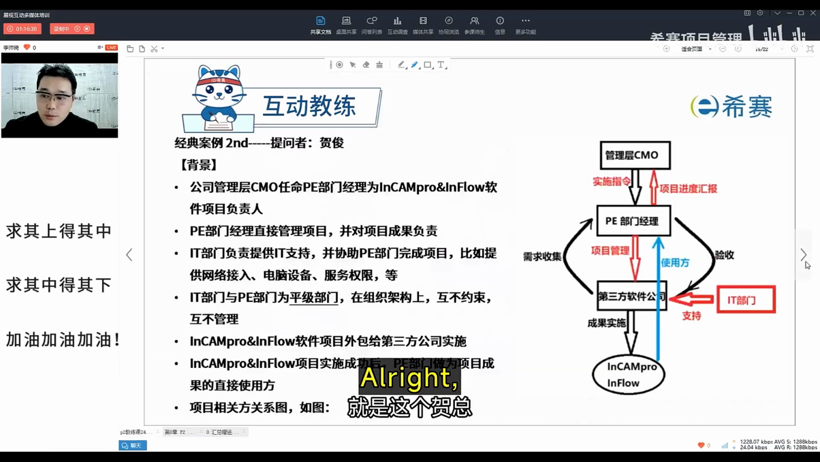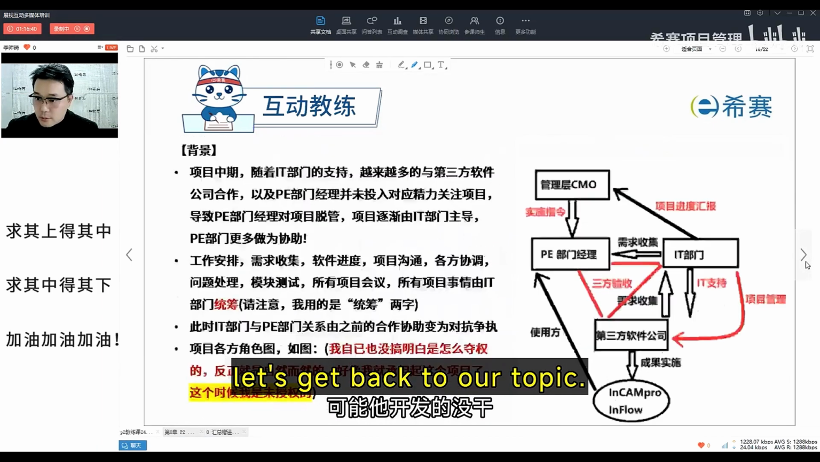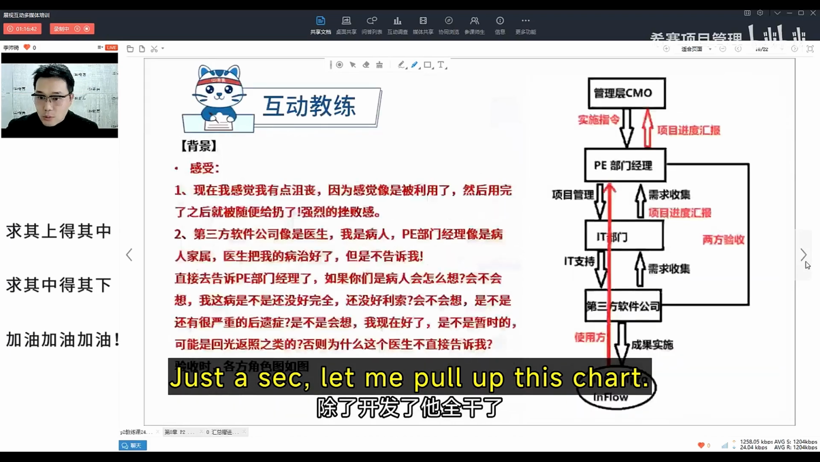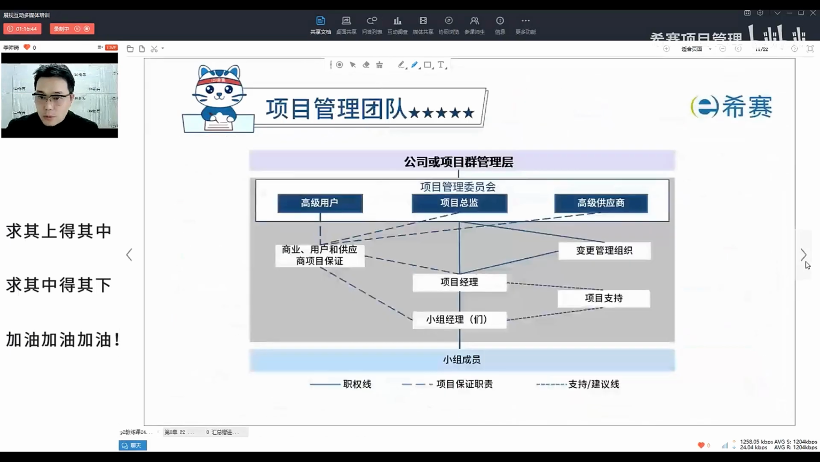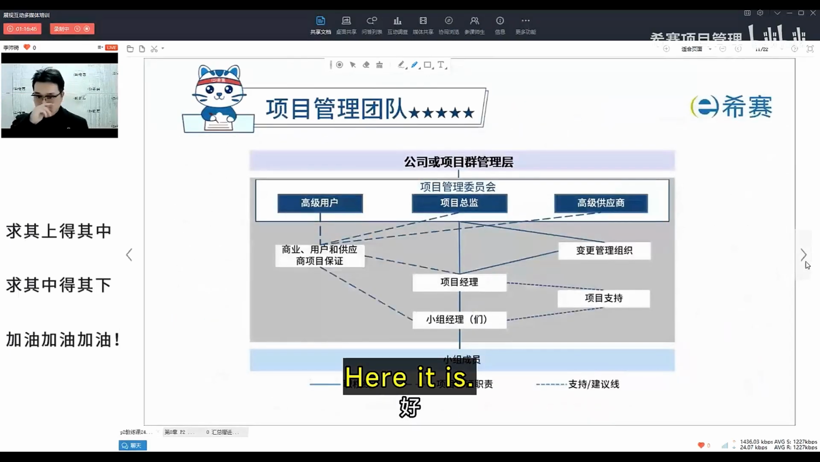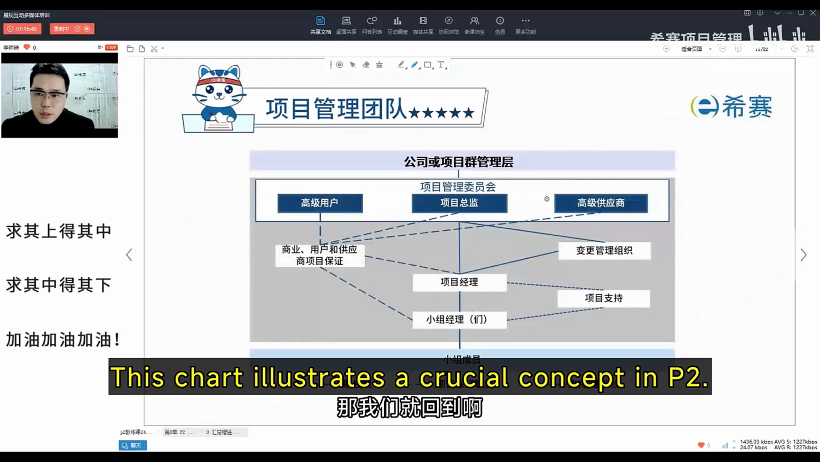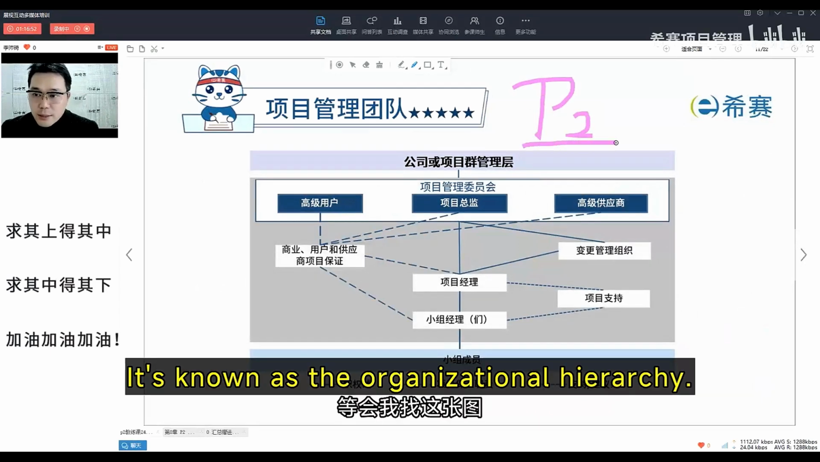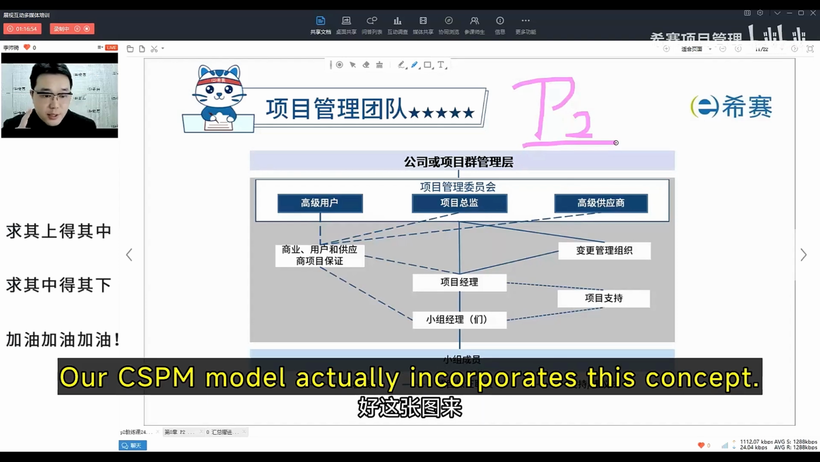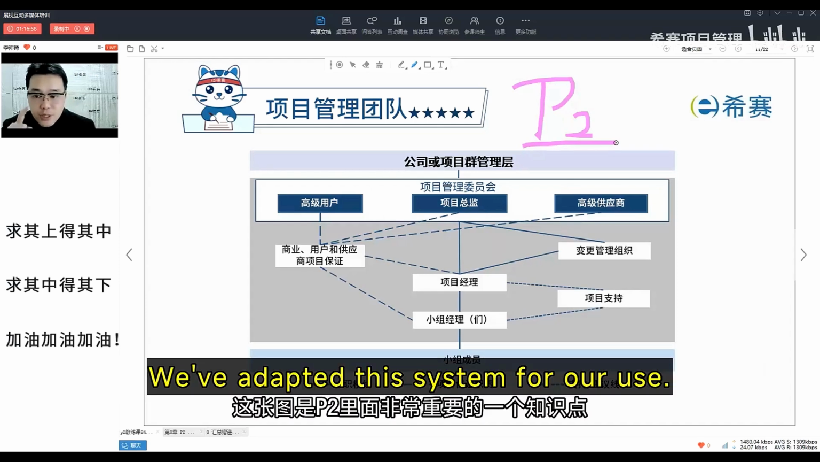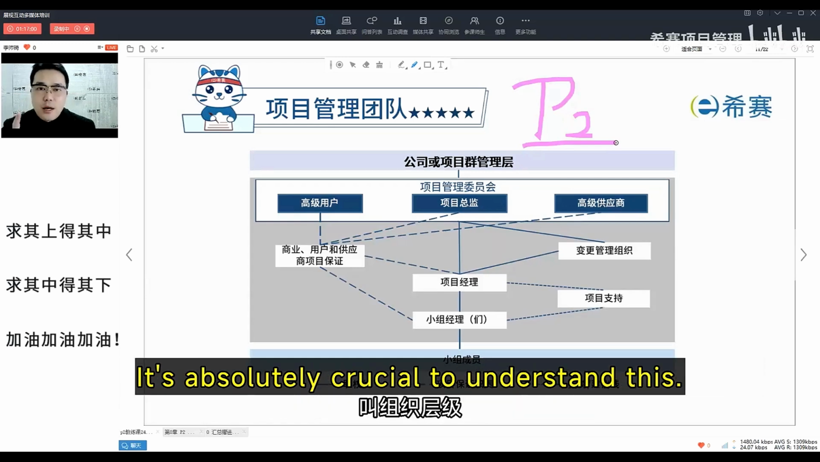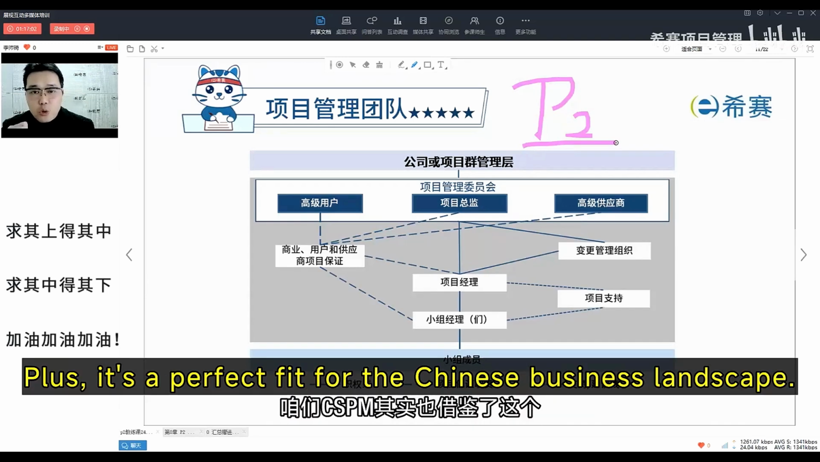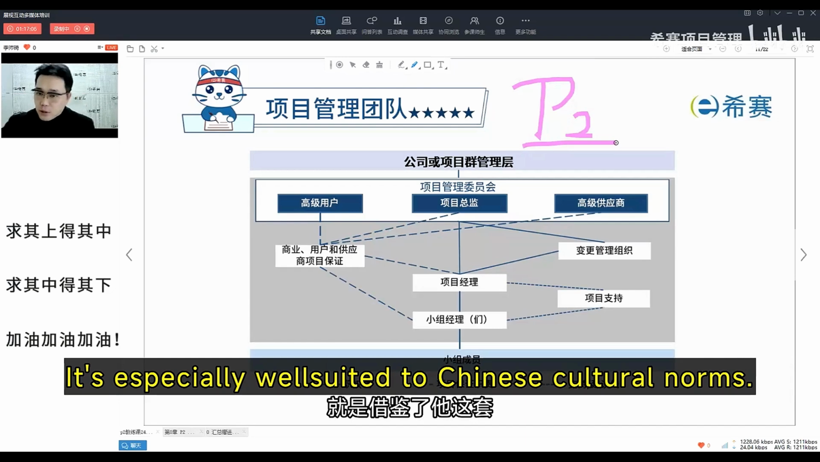Alright. Let's get back to our topic. Just a sec, let me pull up this chart. Here it is. This chart illustrates a crucial concept in P2. It's known as the organizational hierarchy. Our CSBM model actually incorporates this concept. We've adapted this system for our use. It's absolutely crucial to understand this. Plus, it's a perfect fit for the Chinese business landscape. It's especially well suited to Chinese cultural norms.